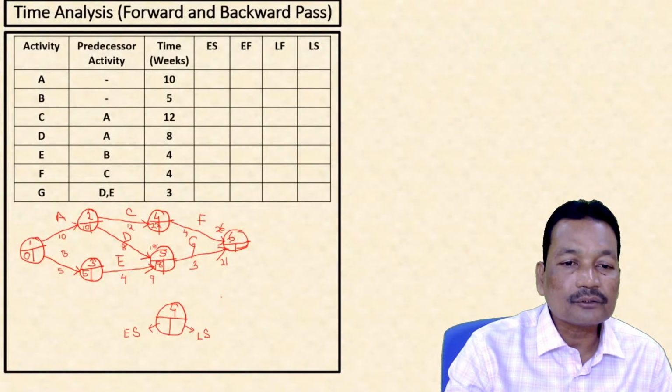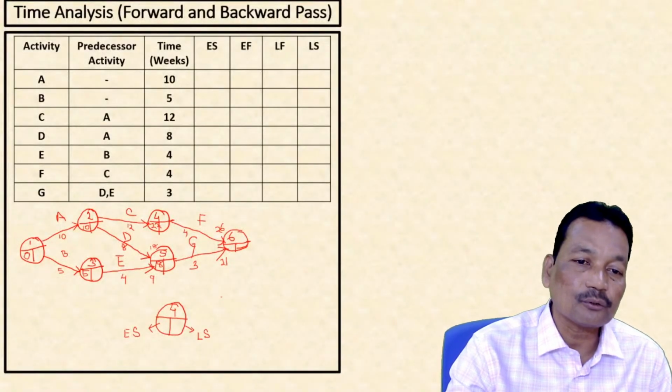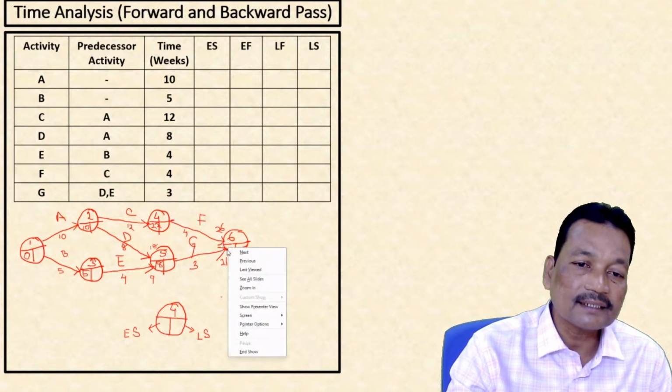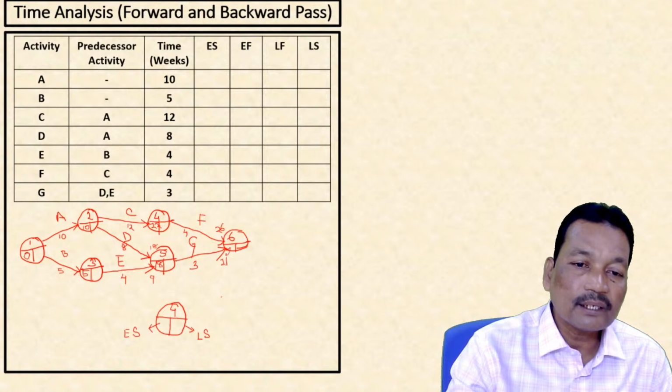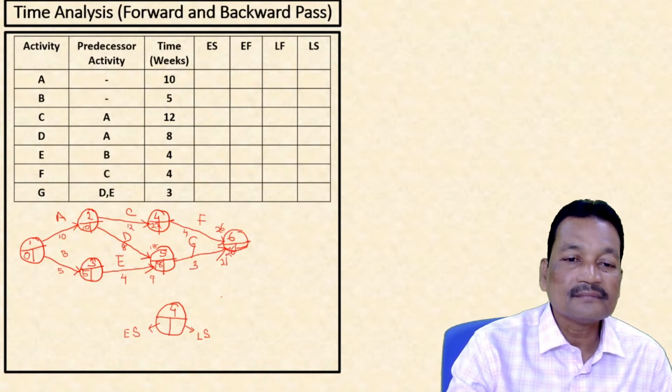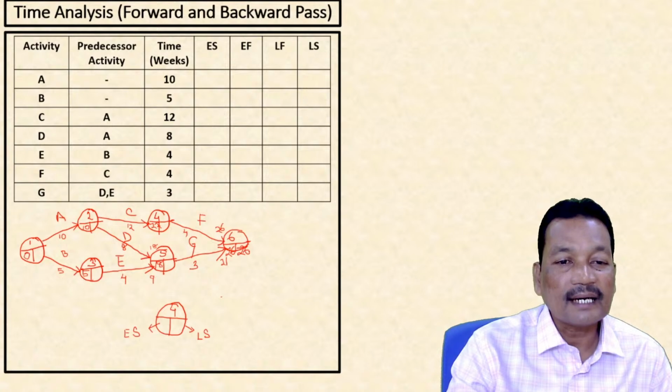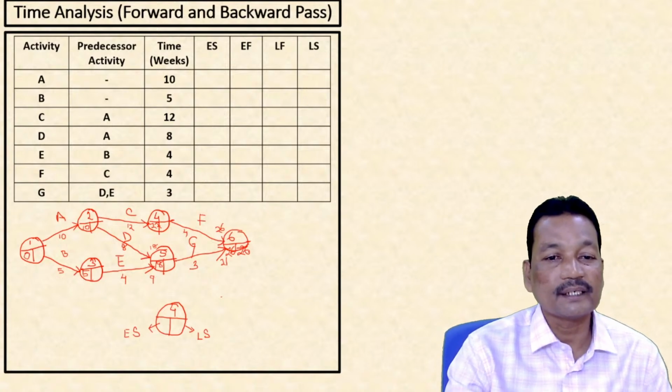Similarly, here 22 plus 4, 26. Since it is merging, we shall see both the ways. 18 plus 3, it is 21. So I take the highest among the two, because two activities are merging here. So highest is 26. So now, while going backwards, I equate this as 26 and come back in the reverse way.